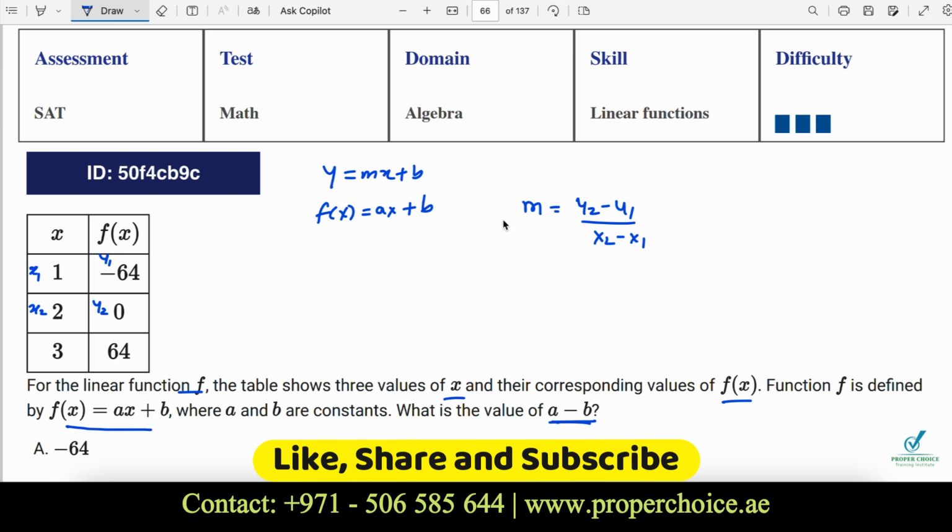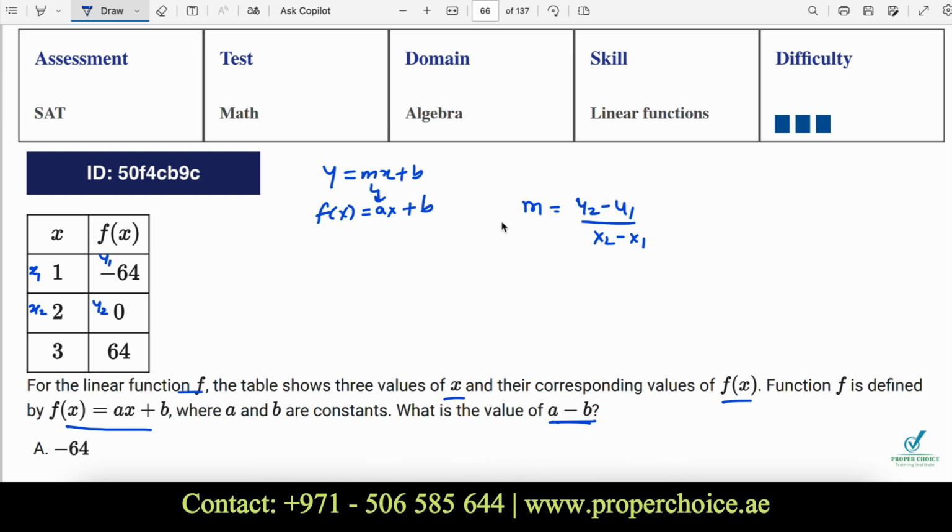So slope is, in our case, the value of a. Substitute it: y2 value is going to be 0 minus y1 value, which is negative 64, divided by x2, which is 2, minus 1. So x1 is 1. So that is 64 divided by 1, 64. The a value here is going to be 64.